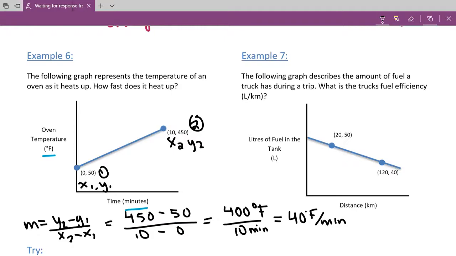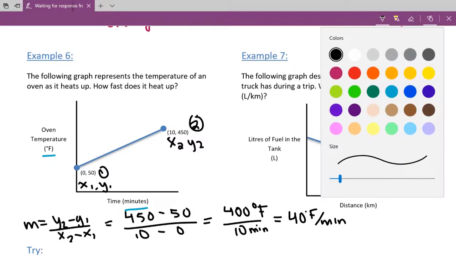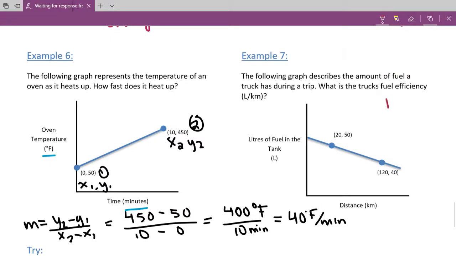So looking at example 7, the following graph describes the amount of fuel a truck has during a trip. What is the truck's fuel efficiency, liters per kilometer, or we can even turn that to liters per 100 kilometers. So let's look at this one. Again, using that same formula, label my points. I'll call this x1, y1, and x2, y2.